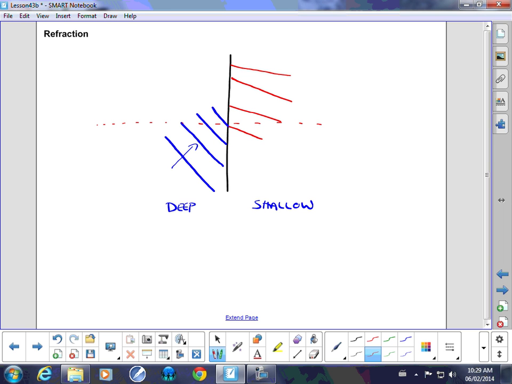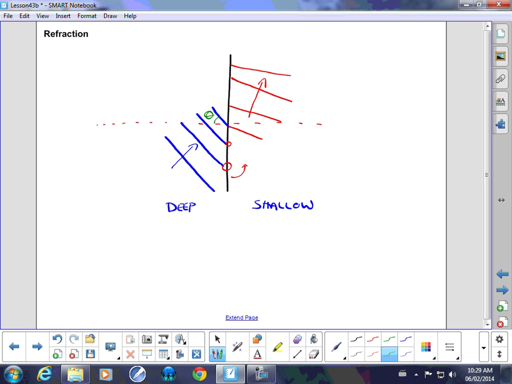All right, so obviously this is a complete exaggeration, but I'm speeding up. My one shoulder right here is entering the shallow zone, so it's going to speed up. So that means that I'm going to twist that direction. So my angle there, theta, is going to be reduced, or I'm going to bend further away from that center line.